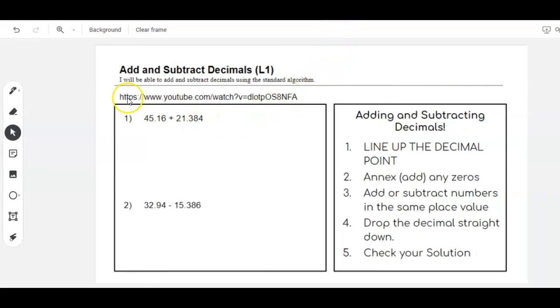Going on, looking at this first page. I will be able to add and subtract decimals using the standard algorithm. Okay? You're welcome to watch the video. It's a fun video about how to add and subtract decimals.